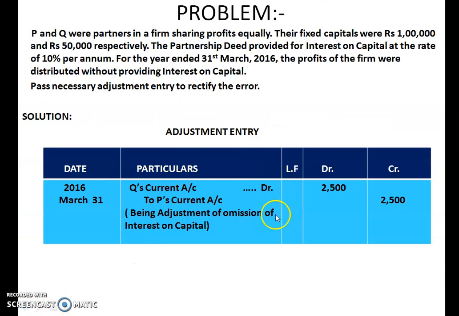This is the first working, that is the actual answer. This is the actual answer. But without giving the working note, you will not get full marks, so the working note is very essential in this type of question. So as per our working, we got that Q's current account is debited and P's current account is credited. With how much amount as per our working note? 2,500. Being adjustment of omission of interest on capital. So this is how your working goes.